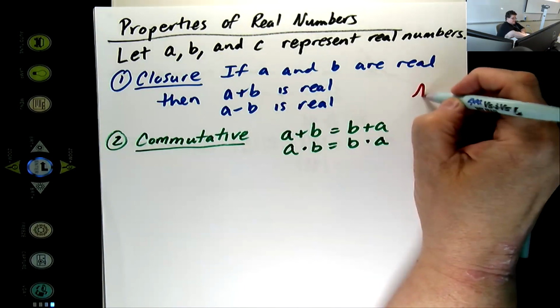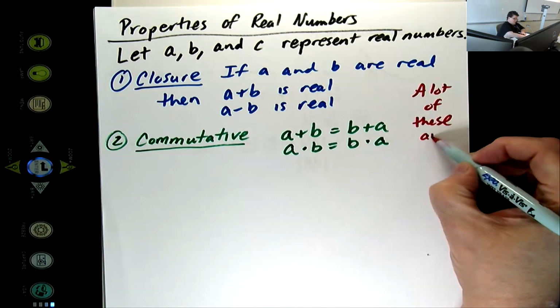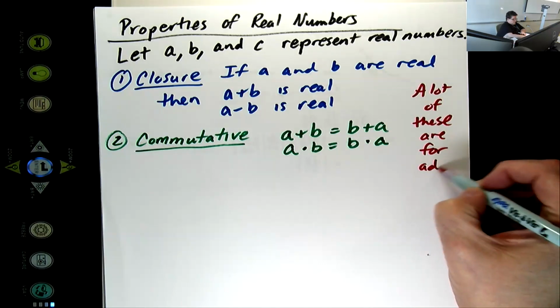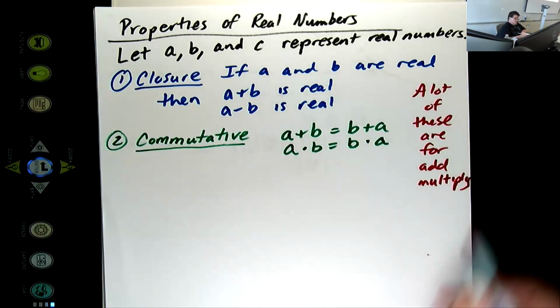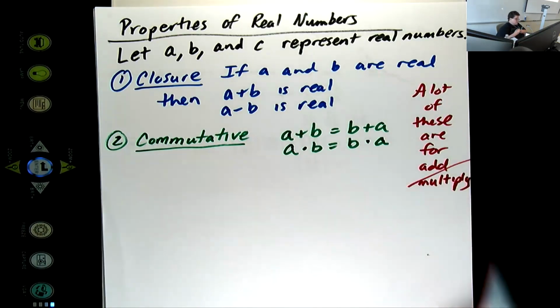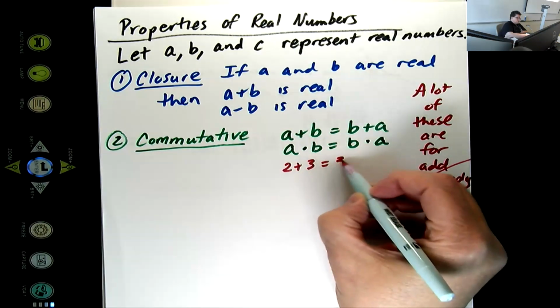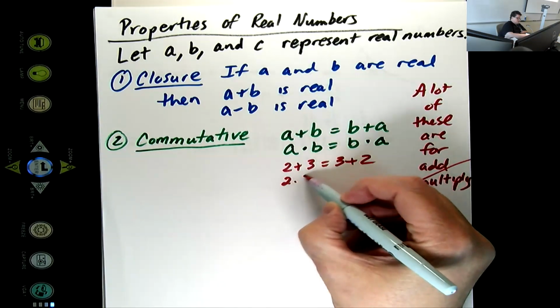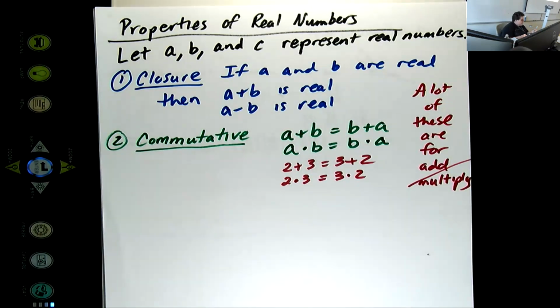A lot of these are for adding or multiplying, but not subtraction and division. So if you want to see a quick example: 2 plus 3 is the same thing as 3 plus 2. 2 times 3 is the same thing as 3 times 2. That's just an example. That's not a proof.